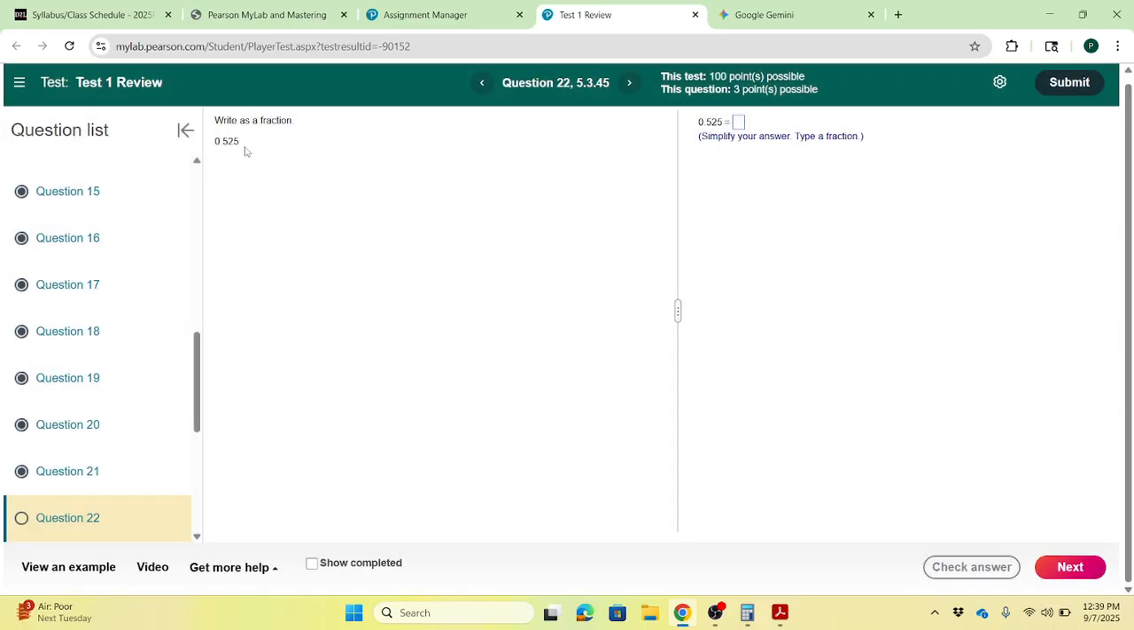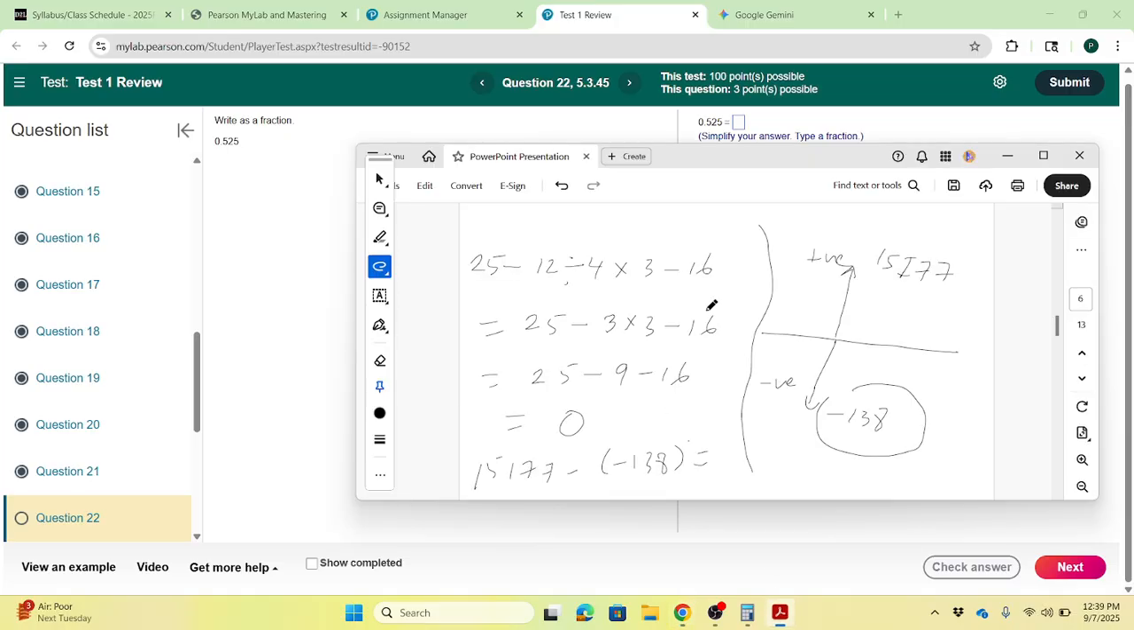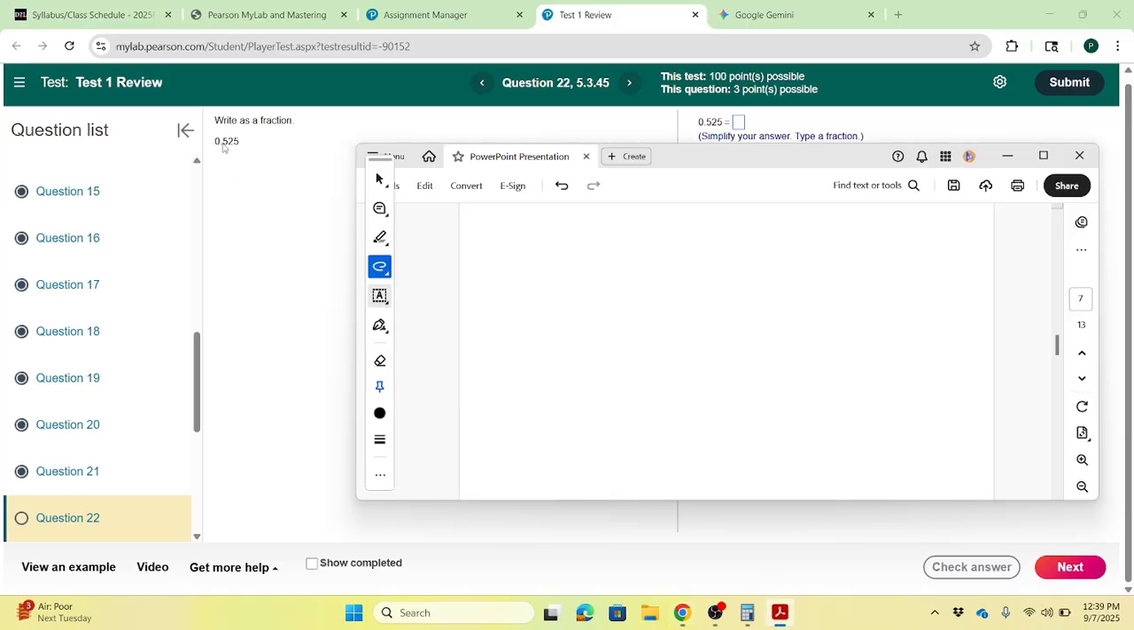Next question, write as a fraction. To write this type of number as a fraction, you look at the number of positions after the decimal: 1, 2, 3. So it's 525. Write down 525 and then divide by 1000, because there are 3 digits after the decimal. And you need to also simplify your answer. That's the instruction. So how do you do that?